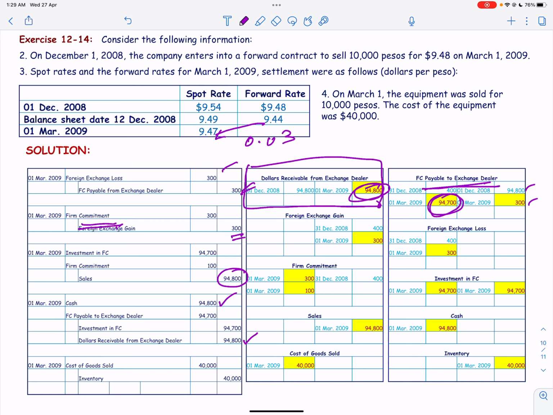Then there is a payable of 94,700. So this will be recorded as an investment as well. So investment is debited over here by 94,700, and you can see we have investment here for 94,700 on 1st of March, and at the same time it is going to be credited as well for the equal amount. So foreign currency payable is debited over here by 94,700 and investment is credited by 94,700, and that's how we have settled these transactions. Finally, we are going to record the cost of goods sold. The cost of goods sold was 40,000. So cost of goods sold is debited 40,000 and inventory is credited by 40,000.